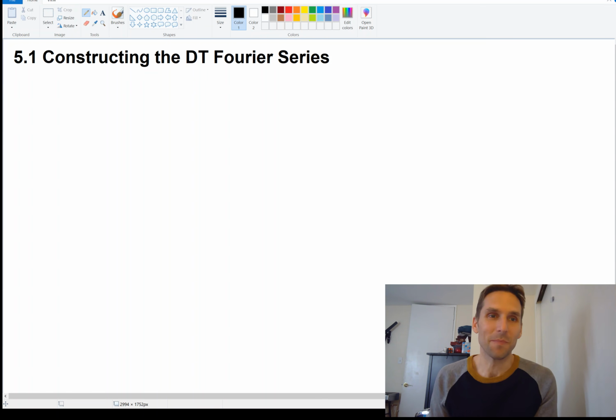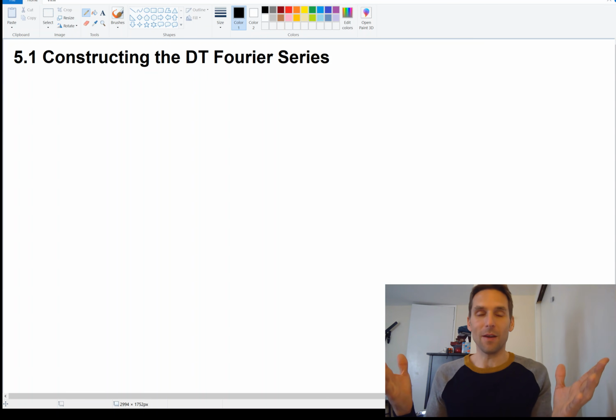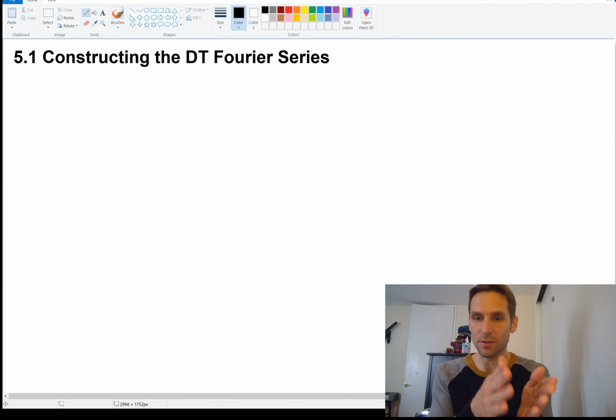Hi, welcome back. If you look at the whiteboard on the screen, you'll notice the number is changing from 4.x to 5 point, in this case 1. That means that we're changing gears a little bit, and in this case we're going to the discrete time Fourier series. We had been talking about the continuous time Fourier series.